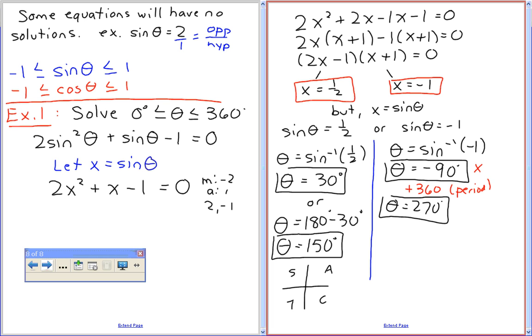Where's -1 going to be on my CAST rule? Yeah, actually, technically, it's going to be right here at the bottom. That's -90. -90 degrees is going to be 270. 90, 180, 270. It's going to be right between the C and the T. What's my other angle going to be? 180 minus. Very good. Yeah, which is the same thing. So in this case, there's only one answer. The reason there's only one answer, if you take a look, is that -1 goes directly down, right? So there's only going to be one solution.